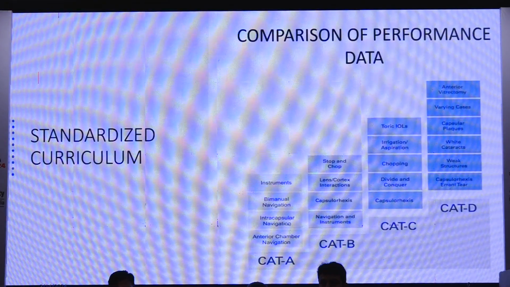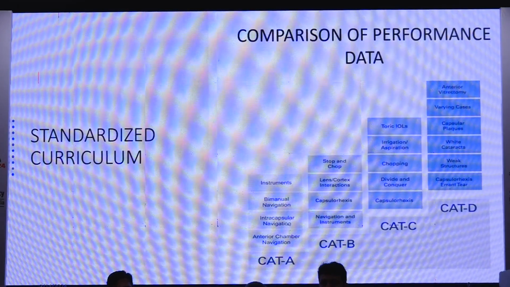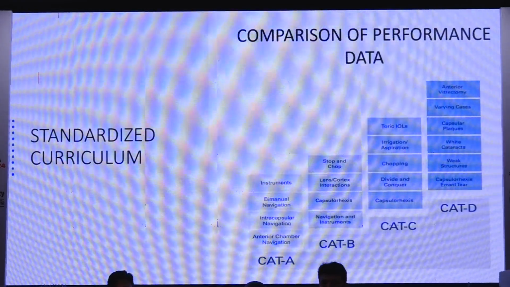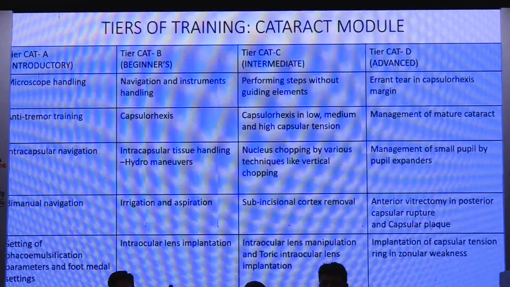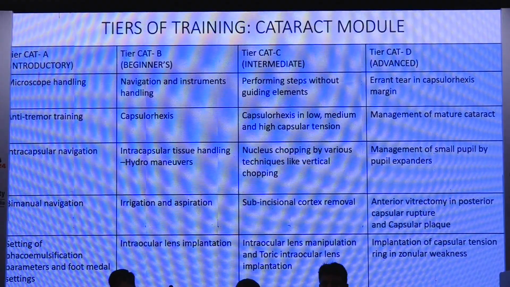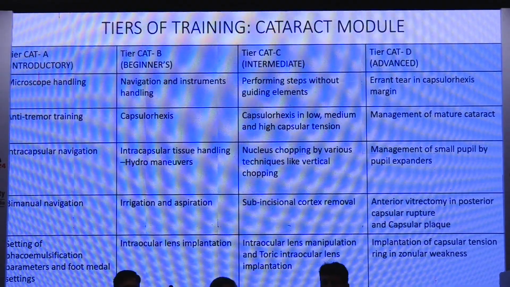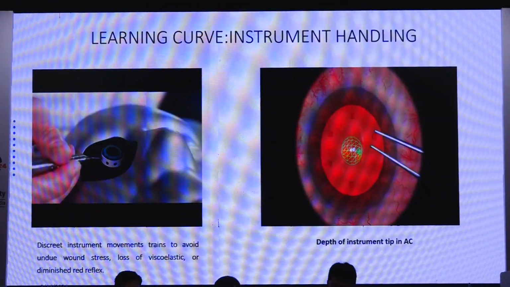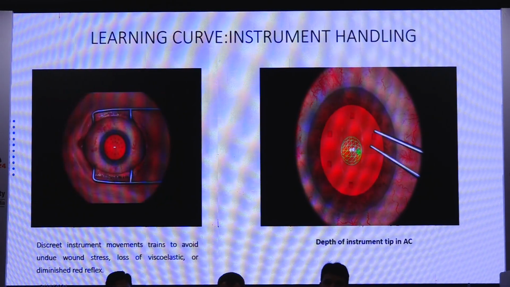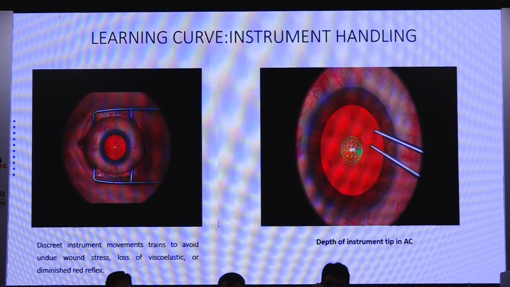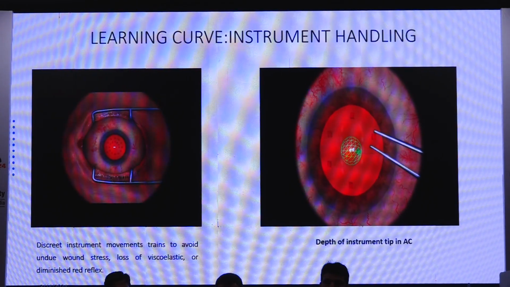The interface which comes with the simulator follows a standardized curriculum from category A, which covers training in basic skills like depth perception and bimanual navigation, and gradually steps up to category D, which trains in managing various complicated scenarios like posterior capsular rent. So these are the tiers of training available in the cataract module, and it involves the basics of the microscope also, which in a real-life scenario we ourselves have to learn in the OT. Training includes management of the ports, like we can see in this video, that the ports have to be managed to avoid undue wound stress, loss of viscoelastic or diminished red reflex, to depth perception and manipulation of the instrument inside the anterior chamber.